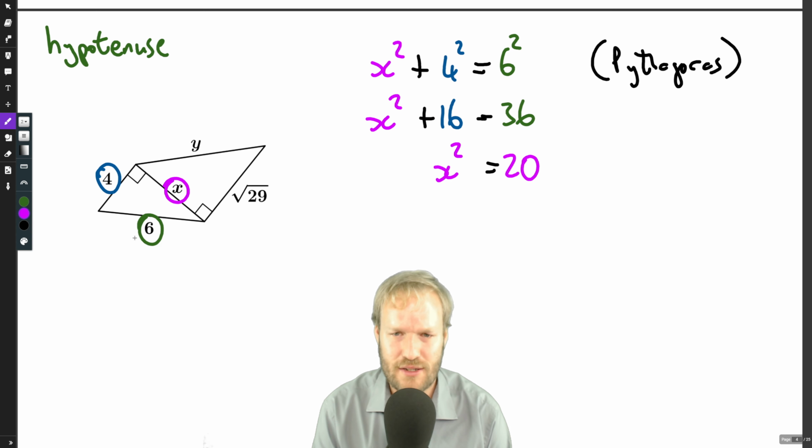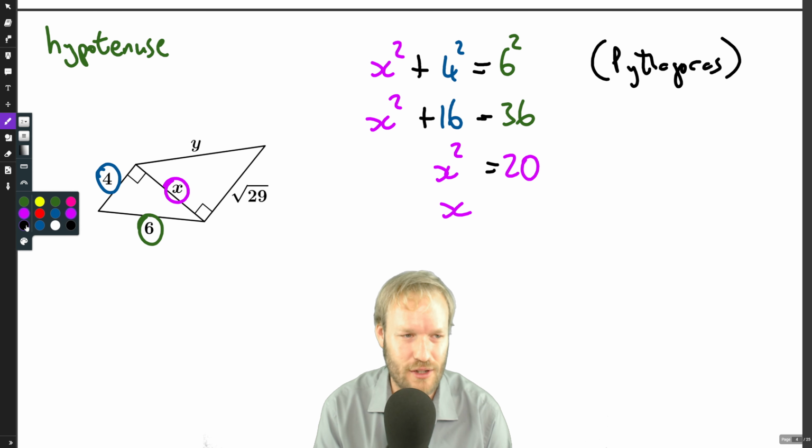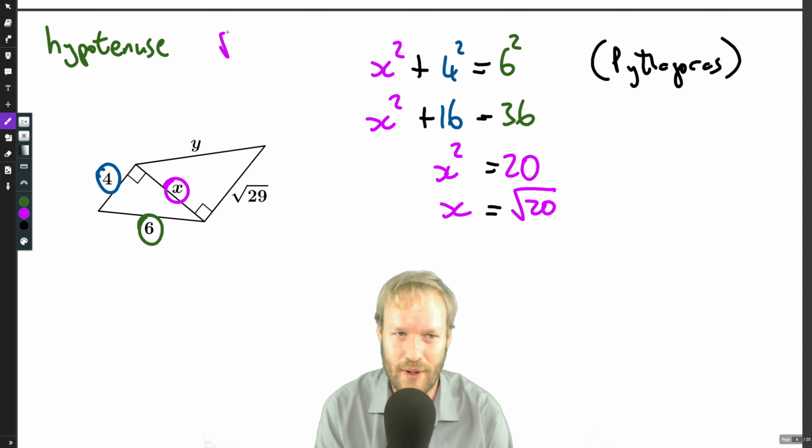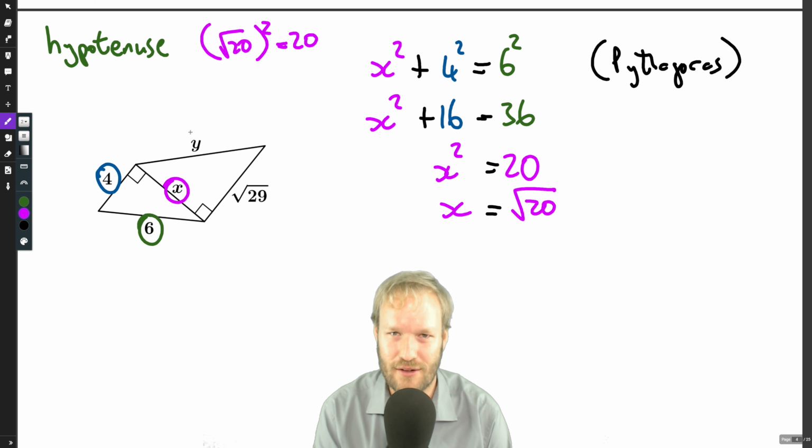And, well, wait a second. What square gives me 20? Well, you've already written down what you thought maybe it was. I think it's just going to be the square root of 20. Because if we remember from our squares that we've just done, the square root of 20 squared is just 20. Okay, so that's the first part.